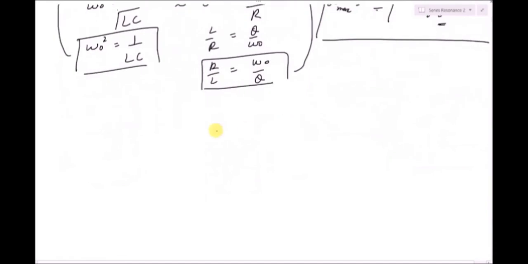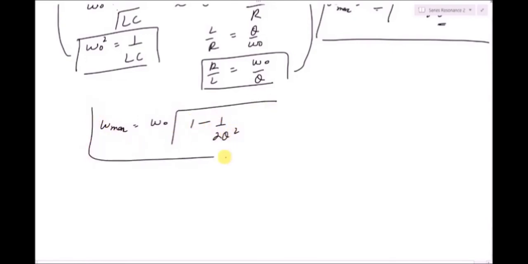Now from the equation omega max is equal to omega naught under root 1 minus 1 over 2Q square, this is the frequency at which maximum voltage occurs, right? So it is not actually occurring at omega naught, which is the resonant frequency. It is also dependent on the quality factor of the particular circuit. So if you have to make omega max approximately equal to the resonant frequency, then you have to increase the quality factor. If the circuit's quality factor is very high, then omega max will be equal to omega naught.